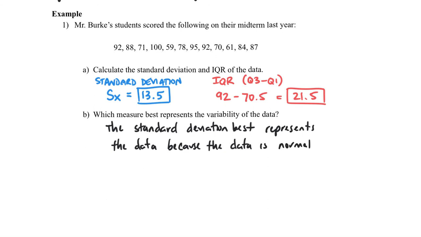So, variability is how spread out data is. The bigger the standard deviation, the bigger the IQR, means more spread out. Standard deviation is found by looking at this Sx in the calculator, and IQR is found by doing the third quartile minus the first quartile. That's how you come up with your IQR.